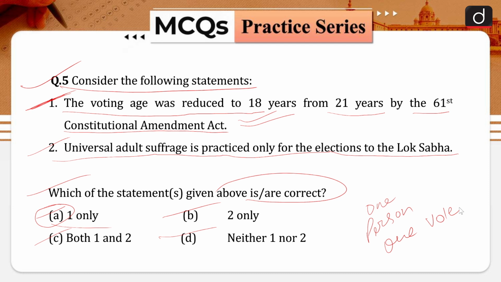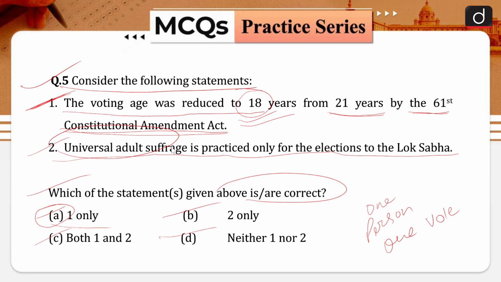Every citizen of India who is 18 years of age or above is entitled to vote in the elections irrespective of religion, race, caste, sex, descent and place of birth or residence. So, you cannot discriminate against any Indian citizen on these grounds. And your statement number 1 is correct because it was reduced to 18 years from 21 years by the 61st Constitutional Amendment Act. Okay. And this right of voting is known as universal adult suffrage.